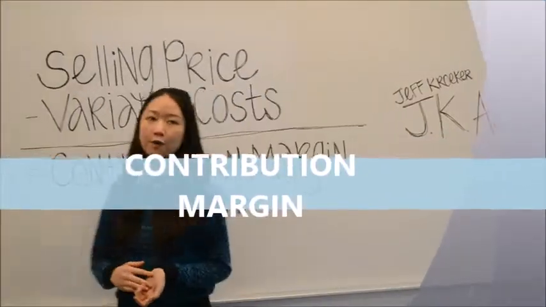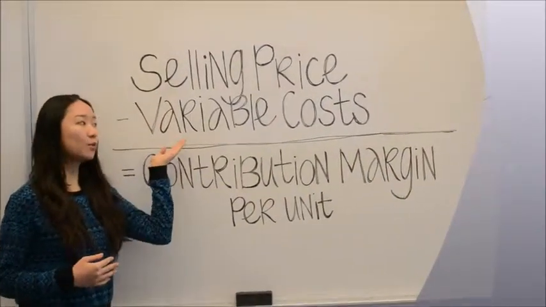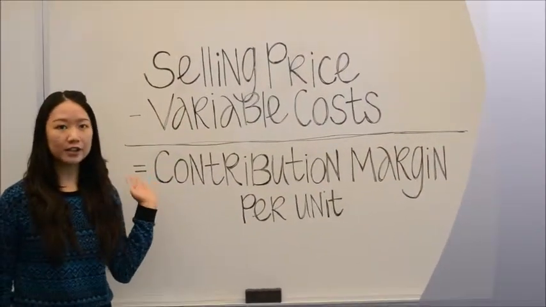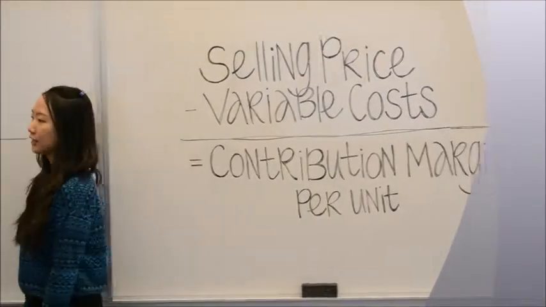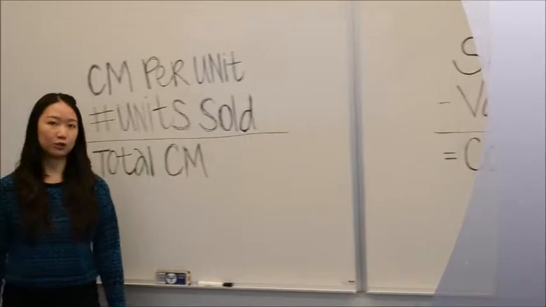Today we'll be talking about one of the most fundamental and important concepts of cost accounting, contribution margin. Formulaically, it is defined as the selling price minus the variable costs, resulting in the incremental profit earned per unit of sale. So why is contribution margin such an important decision-making tool?